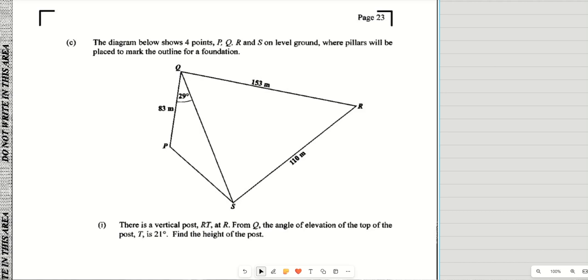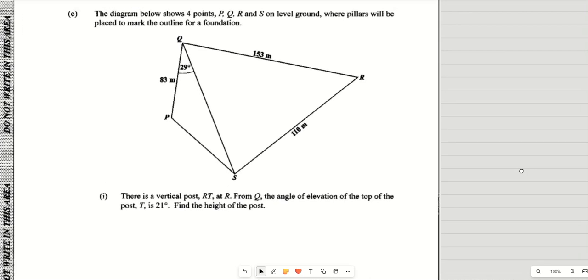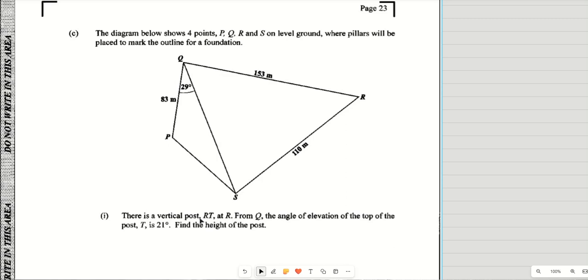Let's look at this question here. The diagram below shows 4 points, P, Q, R, and S on level ground, where pillars will be placed to mark the outline of a foundation. There is a vertical post at R, so you're going to draw a line going up from R.